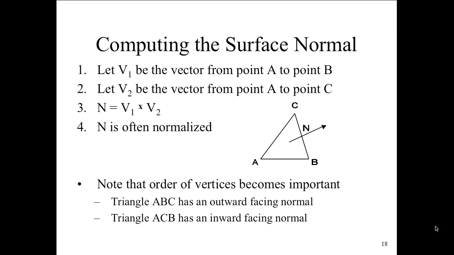We don't have to do this, luckily, because we have graphics processors that do this for us. If we compute, let's say, V1, vertex 1, as a vector from point A to B, and then choose the vector from A to C, so A to B, A to C, then we can calculate the normal from the space between them. N is often normalized. When you say normalize, you're bringing it so the surface normal is facing, so the orientation is changed so it's perpendicular. And note that the order of the vertices becomes important. So triangle ABC has an outward facing normal, triangle ACB has an inward facing normal.